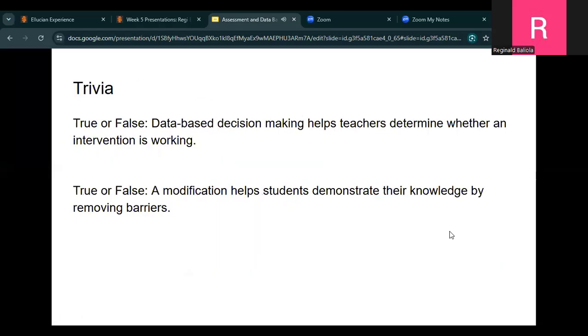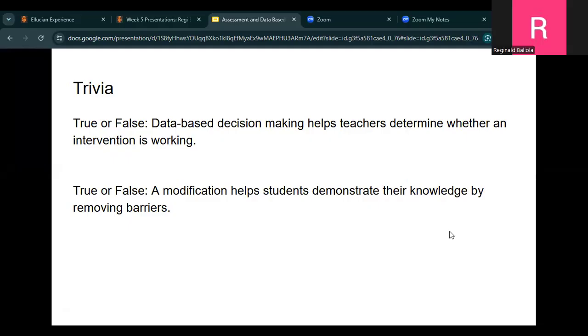All right. Okay, trivia time. True or false? Data-based decision making helps teachers determine whether an intervention is working. Give you guys a few seconds here. It is true.